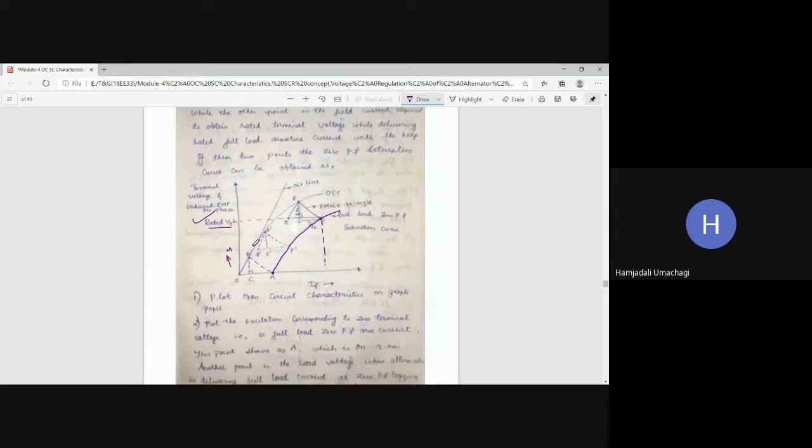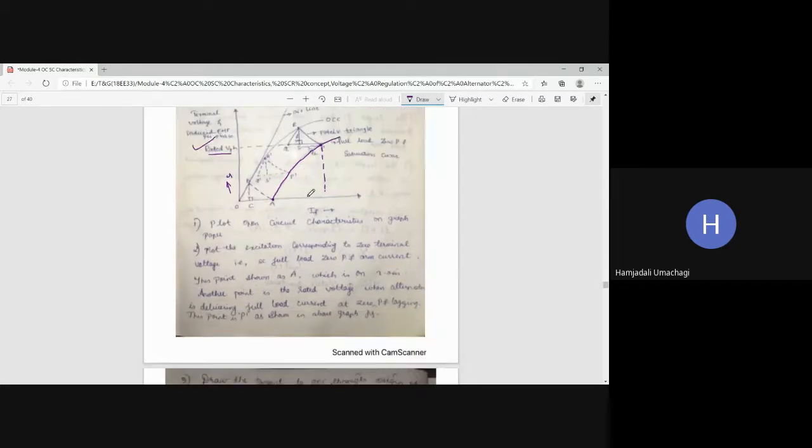So you need to draw this graph. The y-axis is terminal voltage and induced EMF per phase, that is the EPH value, and the x-axis is field current in amps. Here this is our OCC and this is our ZPF curve, and how to plot this triangle and all, next we will see that.